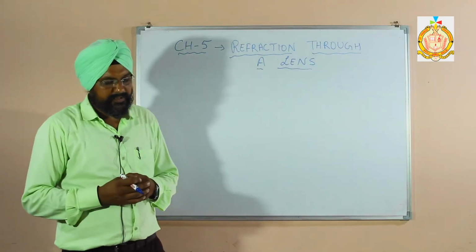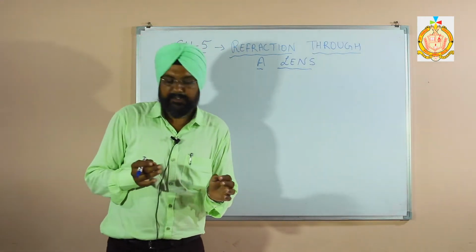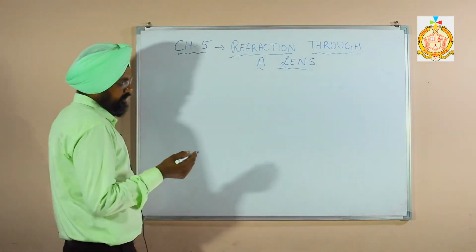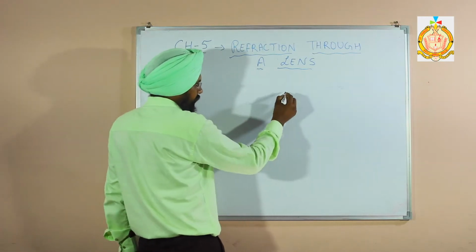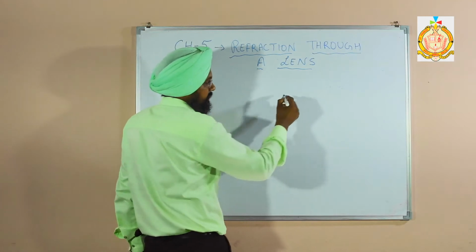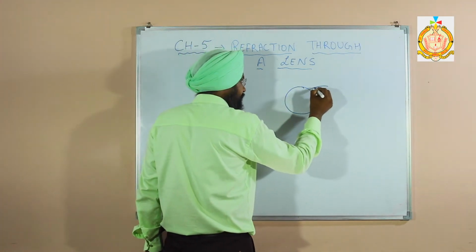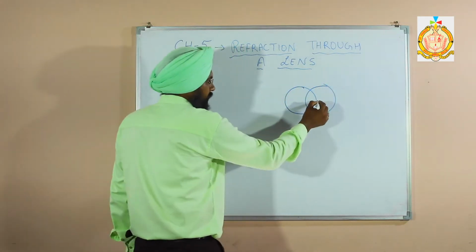Next one, we are going to discuss the technical terms related to the lens. The first one is the center of curvature. So students, the lens is made up from the sphere. It is a part of a sphere. So this is one sphere and this is another sphere.